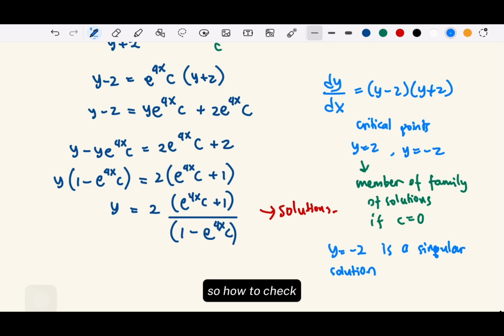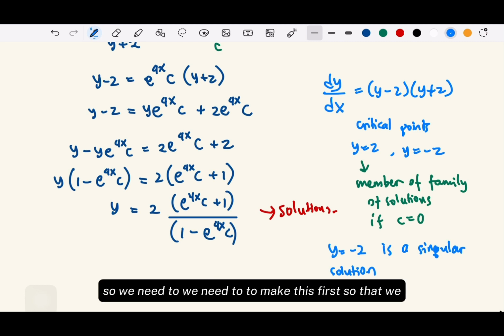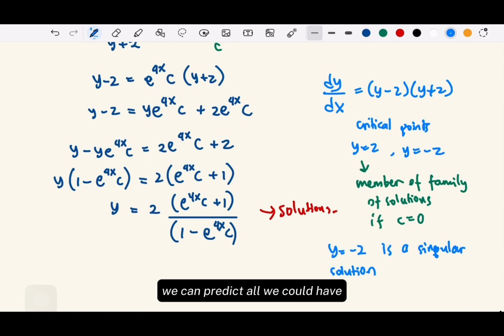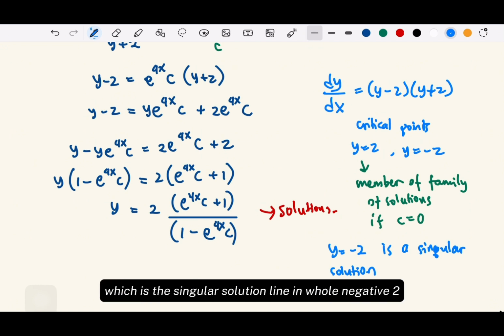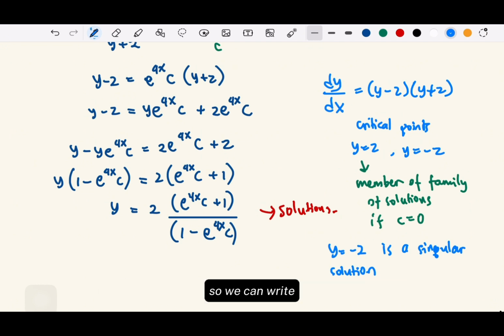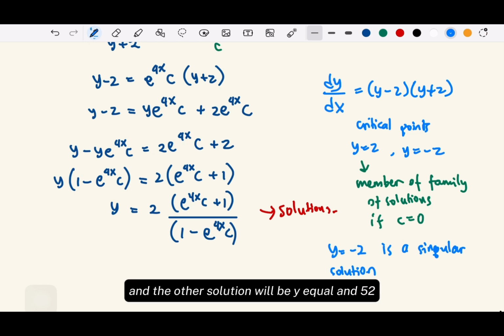So how to check? Okay? So we need to make this first, so that we can predict, oh, we could have y equal 2 or y equal negative 2. Okay. So if we did this in the beginning, then we can just make sure that there will be another solution, which is the singular solution y equal negative 2. Okay. So we could write, this is our proposed solution, and if this c equals 0, it will be y equal 2, and the other solution will be y equal negative 2. Okay.